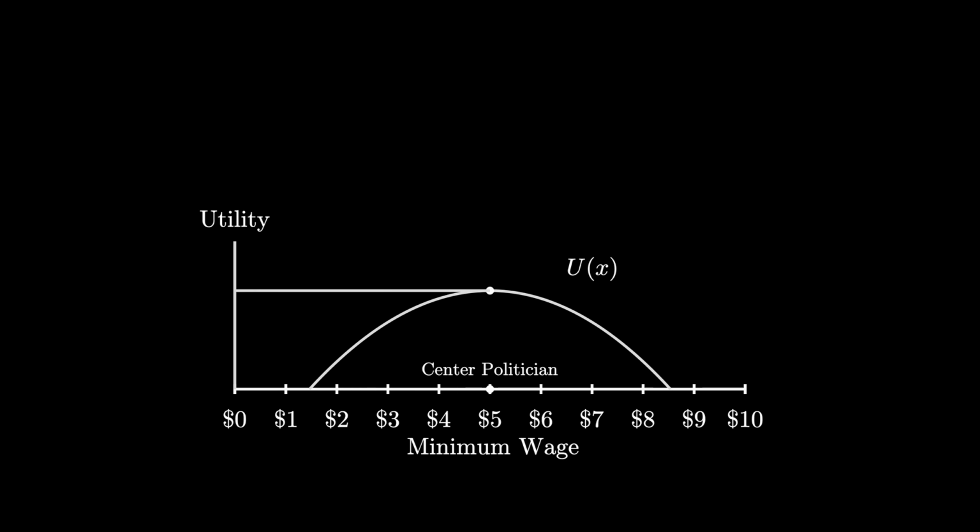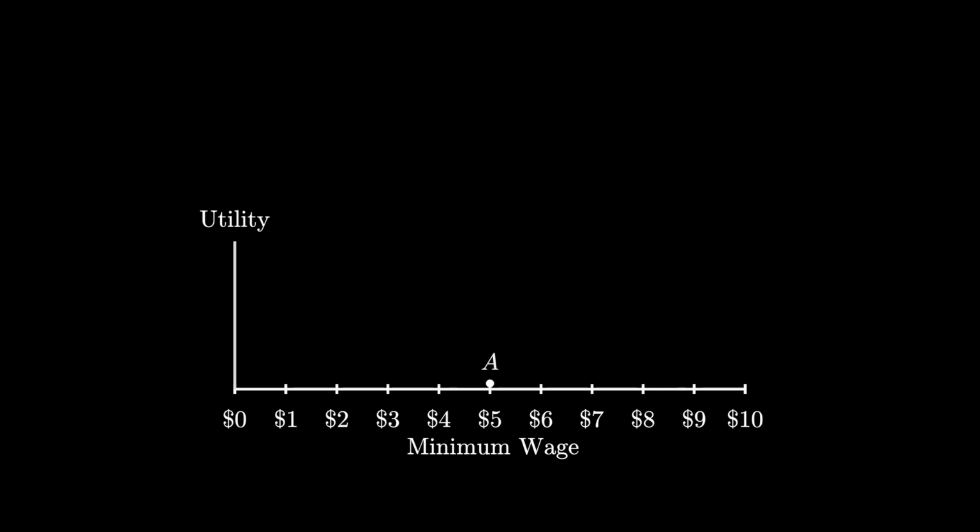You can see as policy moves right and left, the utility the politician derives from that policy decreases at the same rate in either direction. It is also single-peaked. It has a single maximum, in this case when the minimum wage is exactly $5. Let's label the legislator with this utility function A and represent them as a point on the minimum wage line that maxes their utility. We'll call that point their ideal point.